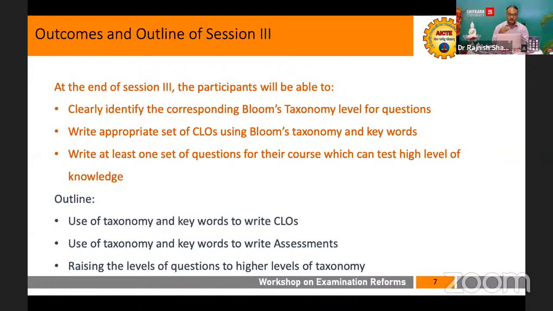Simultaneously, when you have attended this session, you should be able to write an appropriate set of CLOs, course learning outcomes, using Bloom's taxonomy and keywords. Another part of the assignment you will do today is to set at least one set of questions for your course which can test a high level of knowledge. You will be asked to submit at least one question paper of your subject, whichever subject you are teaching, whatever subject you feel you are a master of, and then align all those questions with different levels of Bloom's taxonomy. This is the expectation.